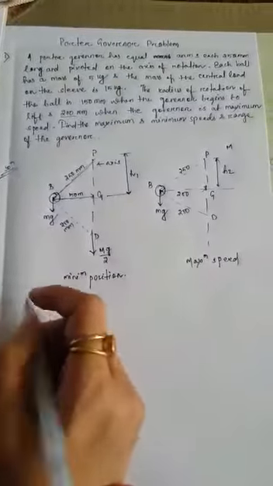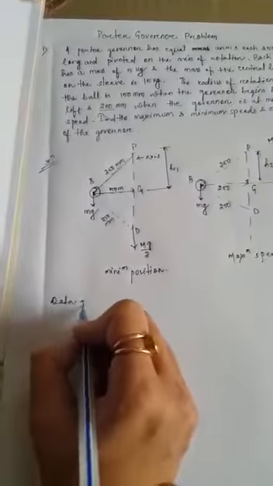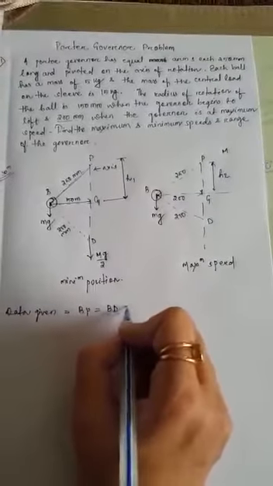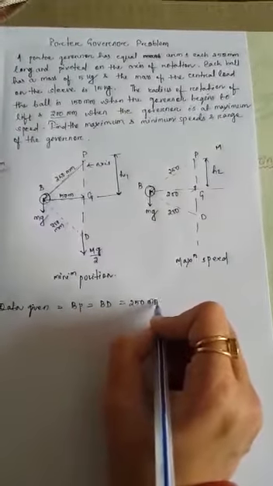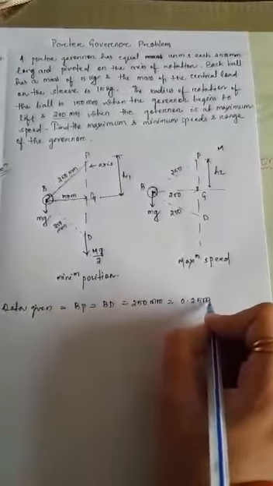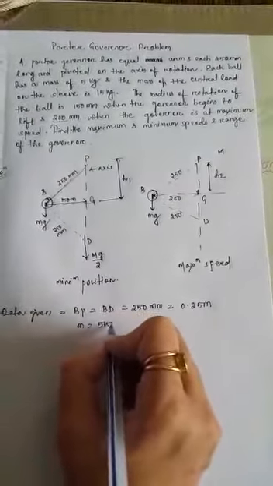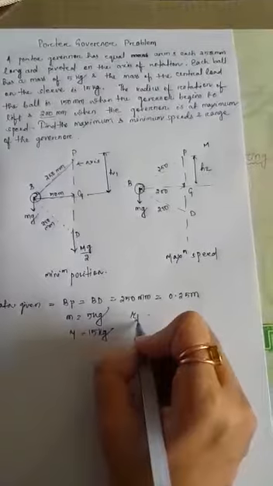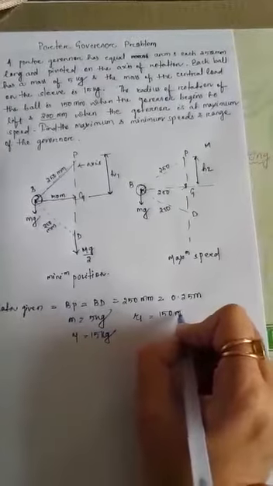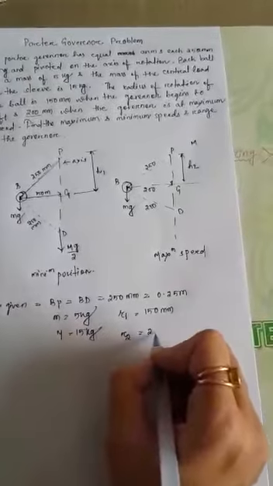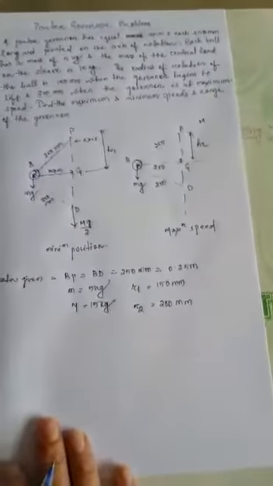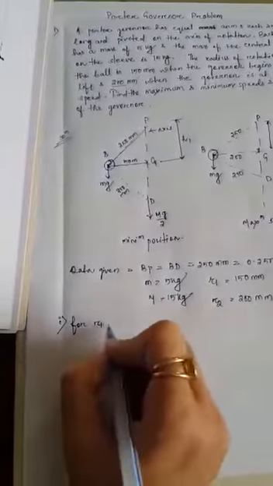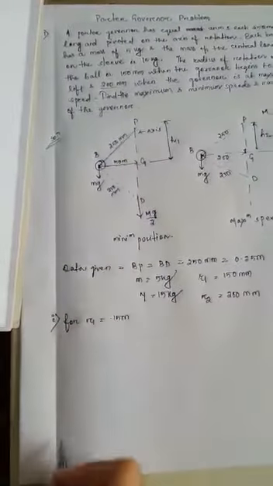So what is the data? PB equals BD equals 250 mm, that is equal to 0.25 meter. Small m is 5 kg, capital M is 15 kg, R1 is 150 mm and R2 is 200 mm. For R1, that is equal to 0.15 meter.